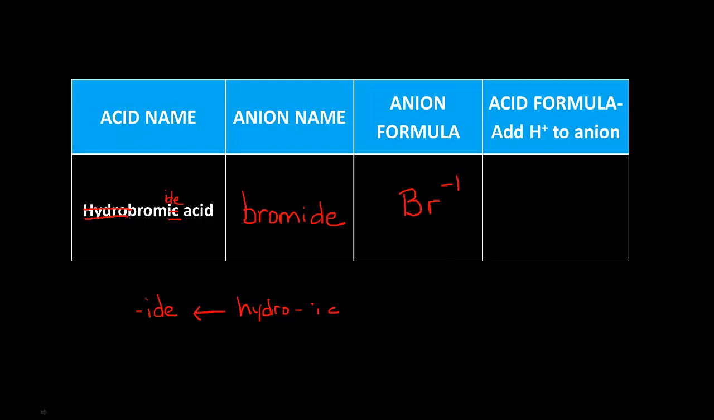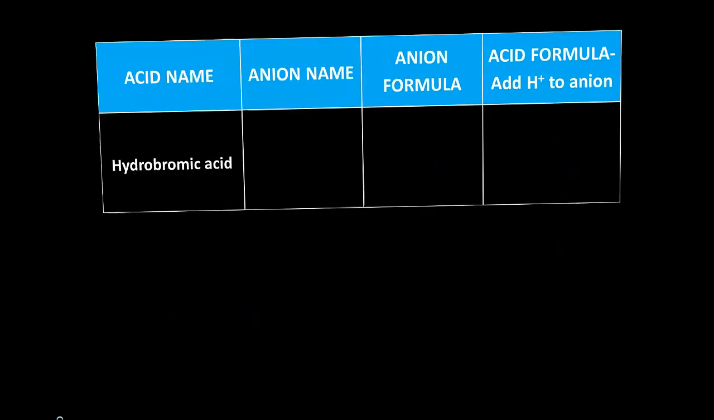Okay, now our acid formula. We know it's an acid because it says acid right here, and all acids start with H+. So I'm going to put an H+ here, and then I'm going to add my anion formula, which is Br minus. This 1 goes down by the H, and we never put 1s. This 1 goes down by the bromine, and we never put 1s. So our formula for hydrobromic acid is simply HBr.